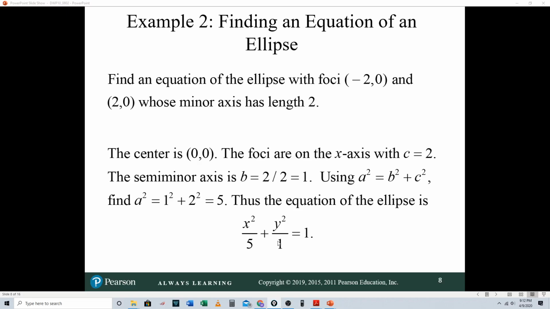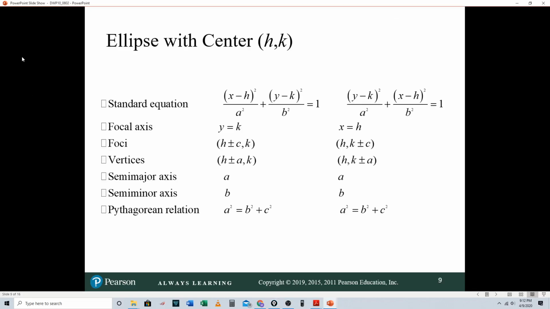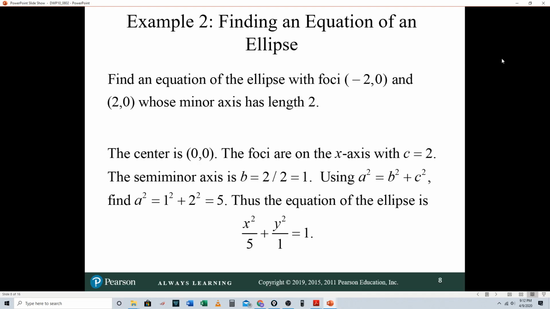Again, we have a way of finding A, B, or C. They're going to give us 2 of them, or a way to find at least 2 of these, and then we can use the Pythagorean theorem to find the third. So if we need A, A squared is equal to B squared plus C squared. If we need B, B squared is A squared minus C squared. If we need C, C squared is A squared minus B squared.